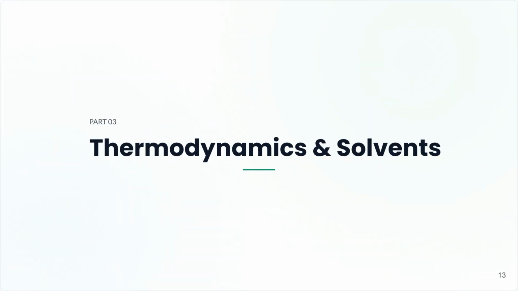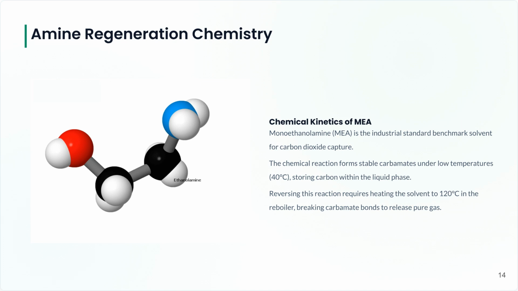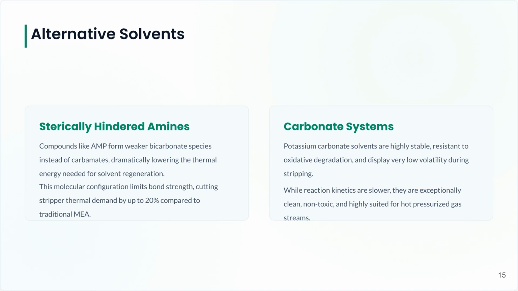Part 3 covers the essential thermodynamics and the chemistry of the solvents we use. Monoethanolamine, or MEA, is the standard solvent. It forms stable carbamates at lower temperatures, which are then broken down by applying heat in the reboiler to release the captured gas. Finally, we consider alternative solvents. Sterically hindered amines, such as AMP, reduce thermal energy demand, while carbonate systems offer high stability and low toxicity for specific pressurized applications.